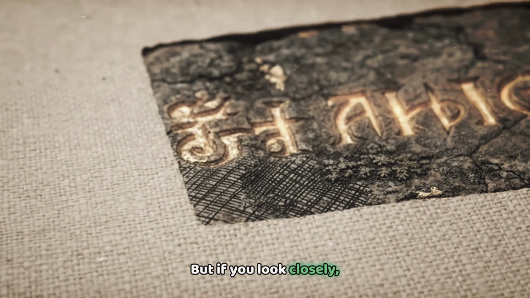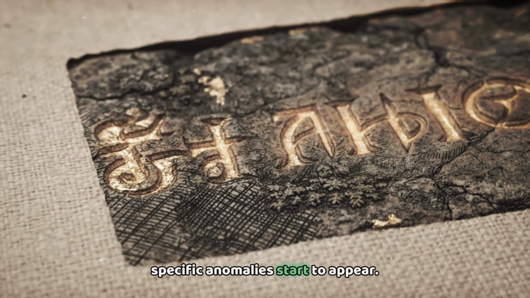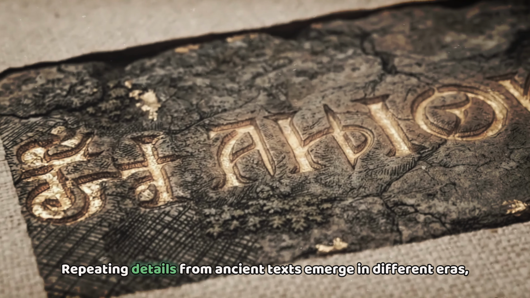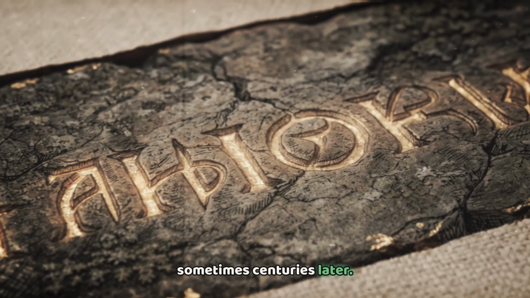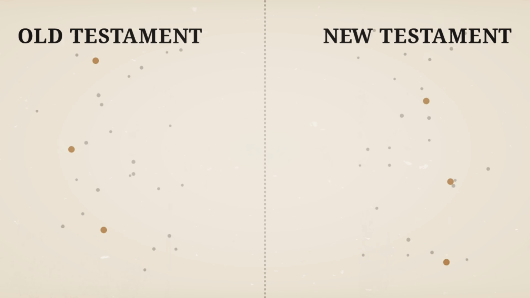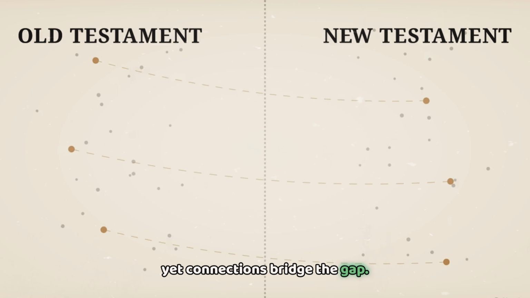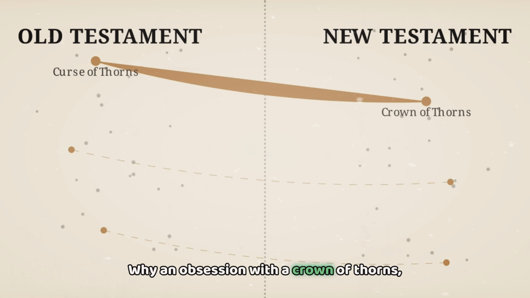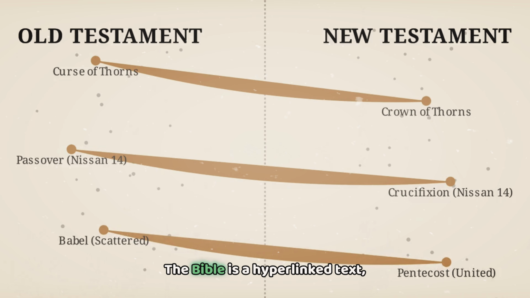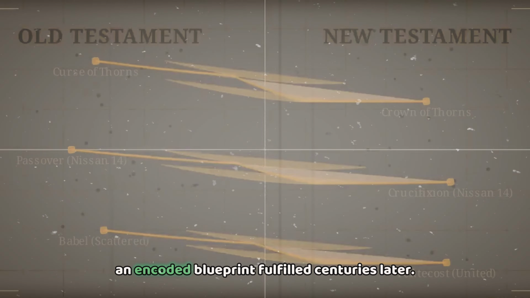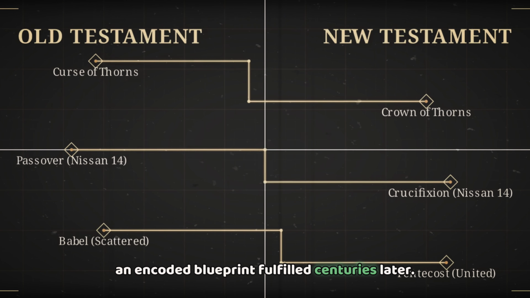But if you look closely, specific anomalies start to appear. Repeating details from ancient texts emerge in different eras, sometimes centuries later. Thousands of years separate events on the left from the right, yet connections bridge the gap. Why an obsession with a crown of thorns, or an exact date for execution? These aren't coincidences. The Bible is a hyperlinked text, an encoded blueprint fulfilled centuries later.